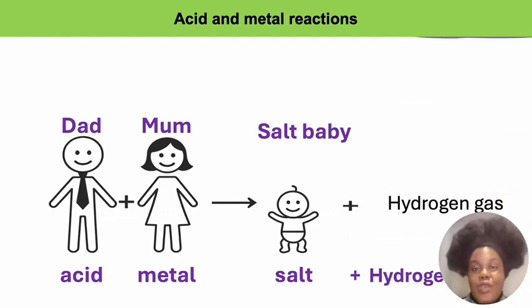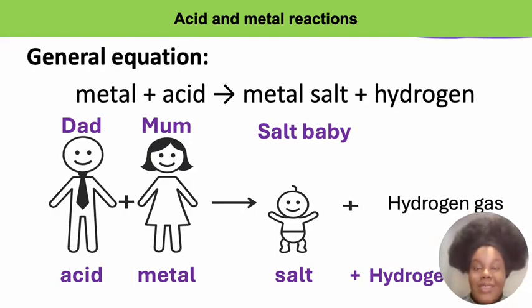An interesting way of remembering how to write your metal and acid equation is using my nuclear family technique. The dad is always the acid, the mom is the metal, and the salt baby is the metal salt that is produced. And of course, we have hydrogen gas being formed. But before we get into this, let us do a quick recap.